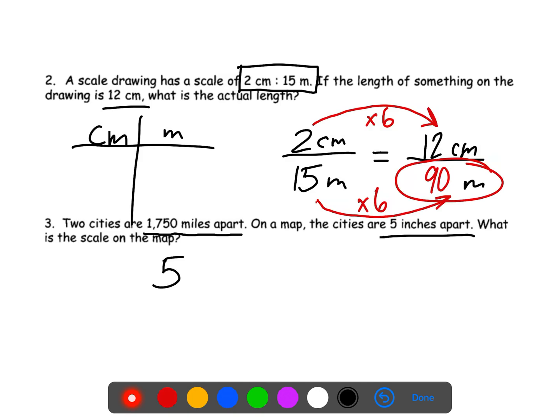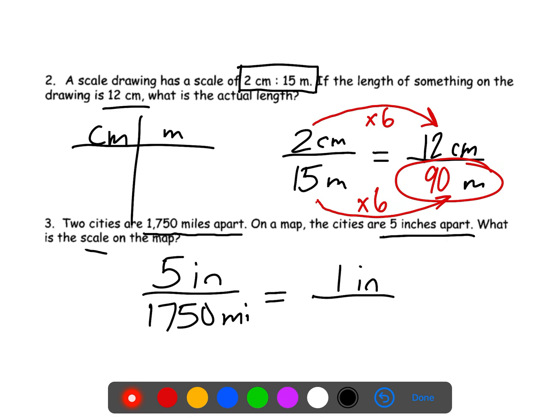I'm going to write the drawing or the map over the actual distance. And then when I set up my proportion, that other number that I need is going to be 1 because it said, what is the scale on the map? That's that unit rate that we talked about in the last demonstration, that unit rate that I want to find. Okay, so let's look at how that happened.